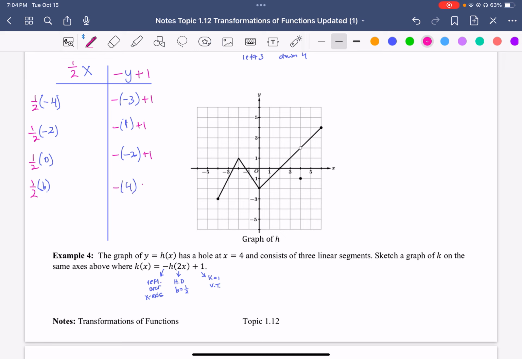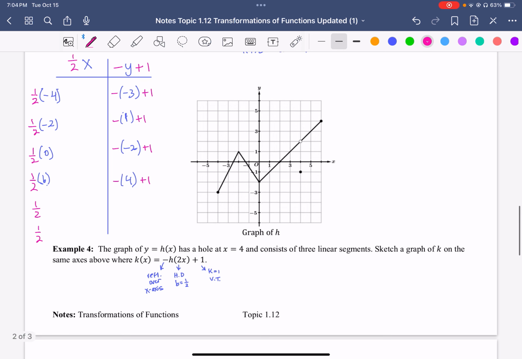Now, the only issue is that right here, we have two random points. We have one that's a hole and one that's by itself. So I'm going to need to transform those as well. That means I'm going to have two more points here that I need to worry about. So the hole is at (4, 2), and that random point is at (4, -1).